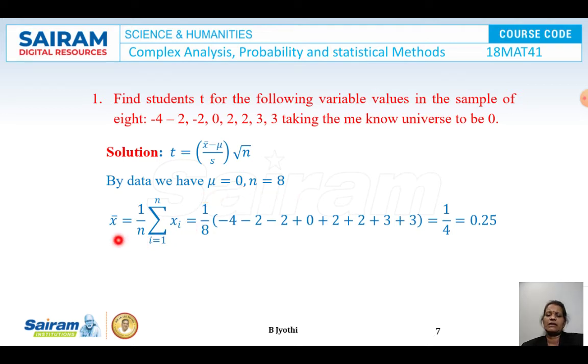So x bar is given by 1 by n into summation of xi, which is 1 by 8 into, let us add all these values, that is -4, -2 plus 0 plus 2 plus 2 plus 3 plus 3, which gives us 1 by 4, that is 0.25, that is the x bar. We have got it. Now let us substitute in the t formula.